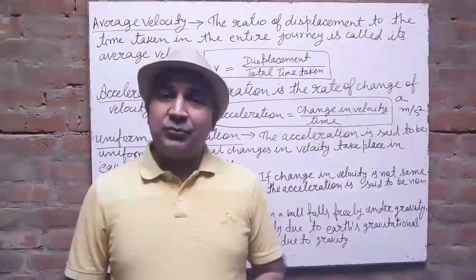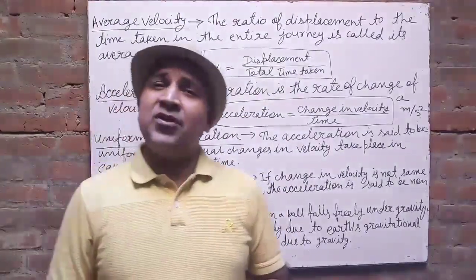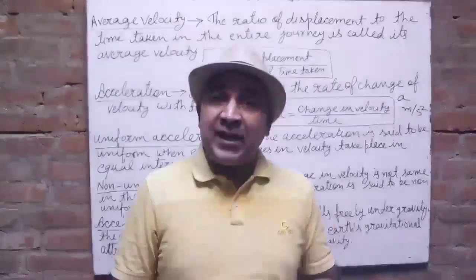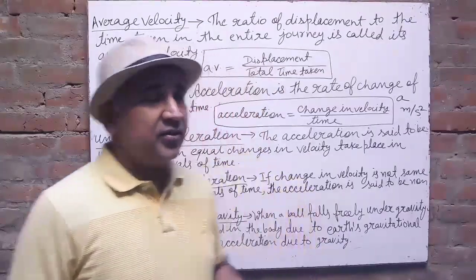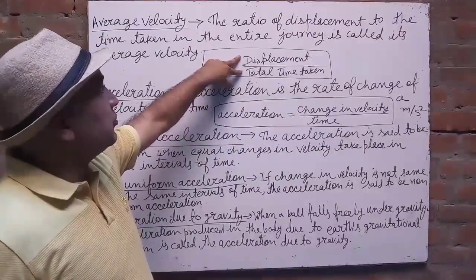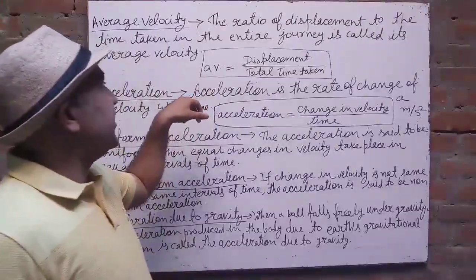Okay children, now we are going to study average velocity. Children, average velocity is the ratio of displacement to the total time taken in the entire journey. Average velocity is equal to ratio of displacement to the total time taken. So this is the formula for average velocity.